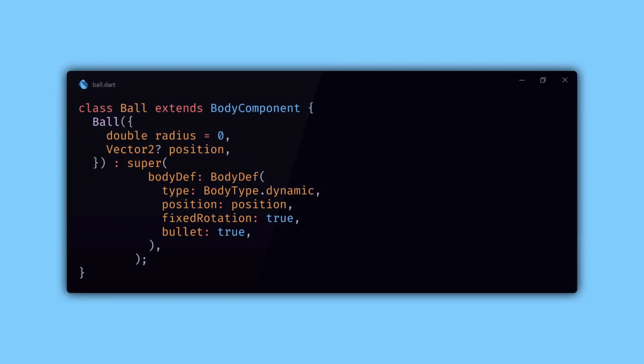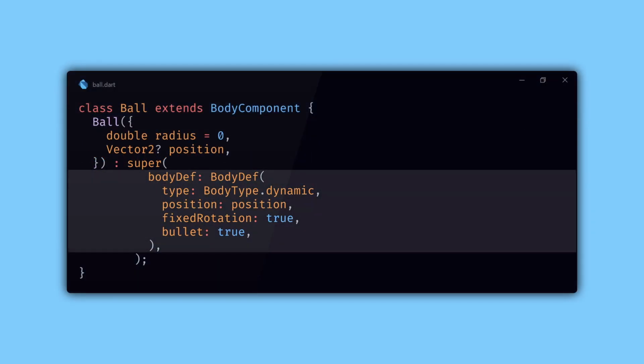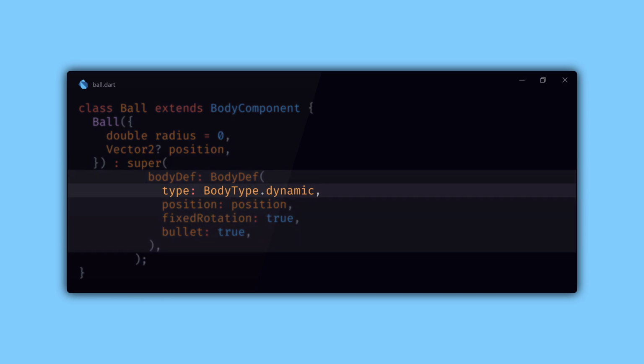In the super constructor, we'll define the body definition for the ball. We set the type of the ball to dynamic, which means the ball will be affected by forces like gravity and collisions, making it move and react to the environment. The position parameter sets the initial position of the ball in the game world. We also set fixedRotation to true, which ensures that the ball does not rotate. This is because for a circular ball, rotation does not affect the gameplay. So we fix it to simplify the physics calculations.